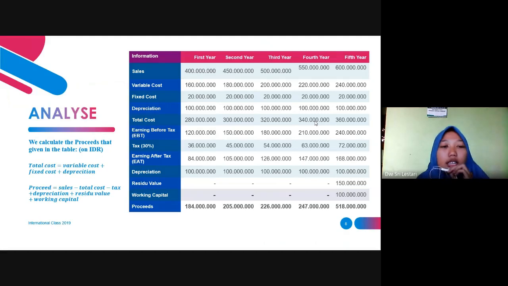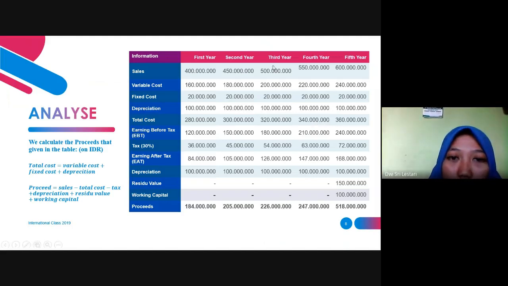For the analysis, we calculate the proceeds that are given in the table. This is the data: the sales, variable cost, fixed cost, depreciation, total cost, the tax, depreciation, residual value, and working capital in the first year, second year, third year, fourth year, and fifth year. The total cost is equal to variable cost plus fixed cost plus depreciation.